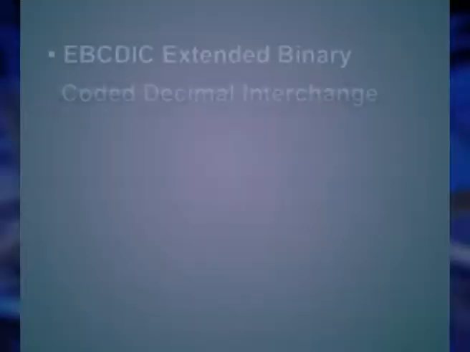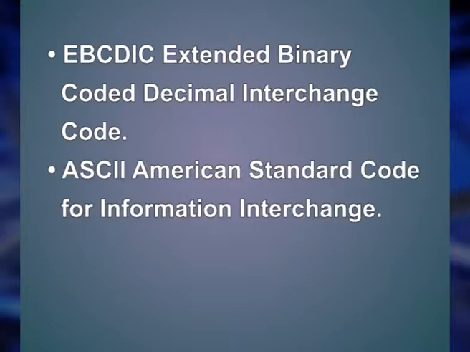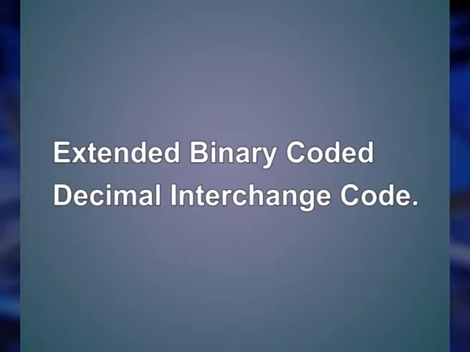In modern computer systems, to represent character sets, the following standard techniques are used. Each technique encodes a single character into an 8-bit octet, that is EBCDIC, extended binary coded decimal interchange code. Then you have ASCII, that is the American Standard Code for Information Interchange. Then you have Unicode, a modern extension of ASCII. Let us study extended binary coded decimal interchange code first.